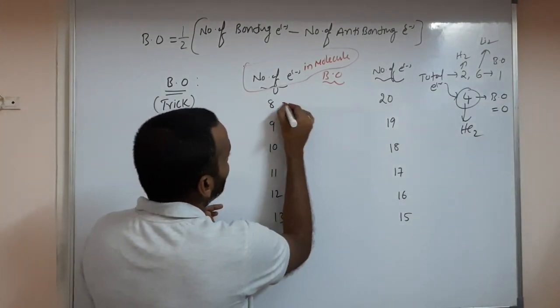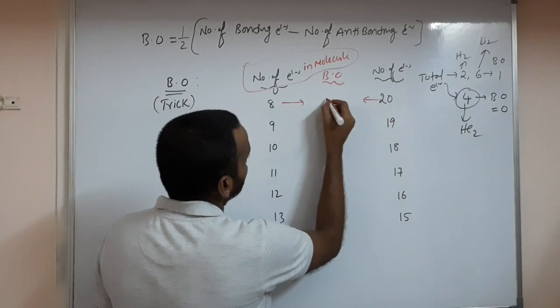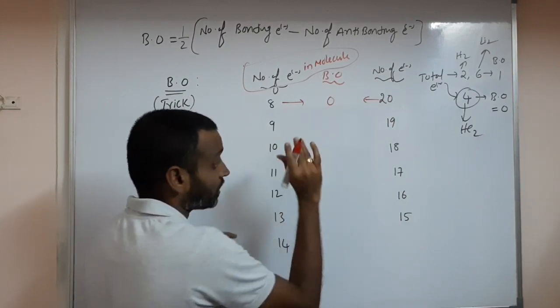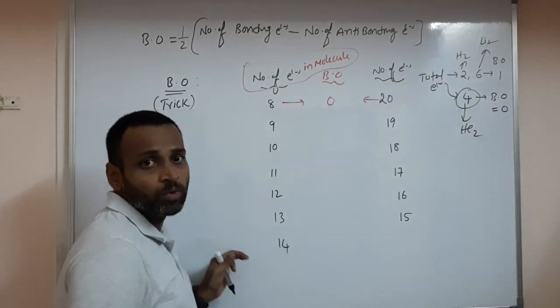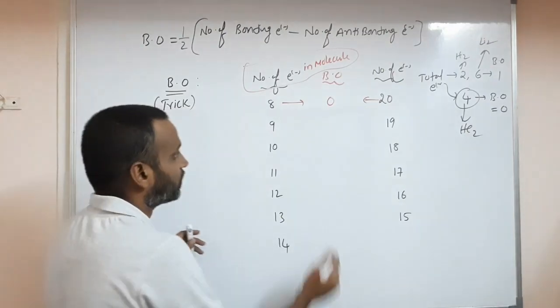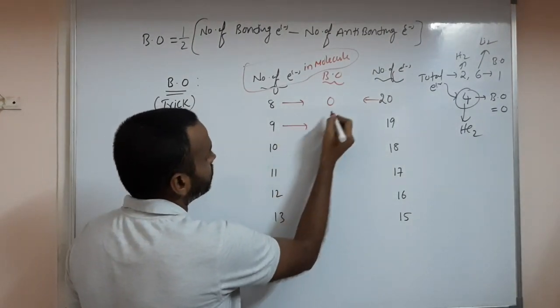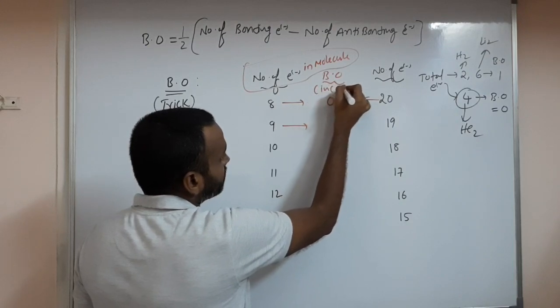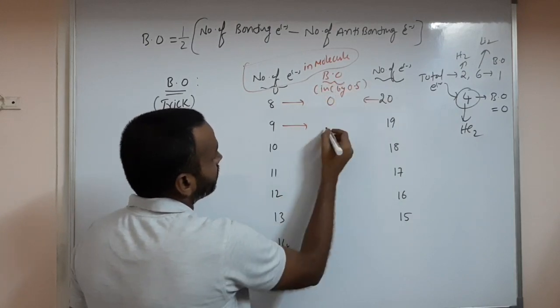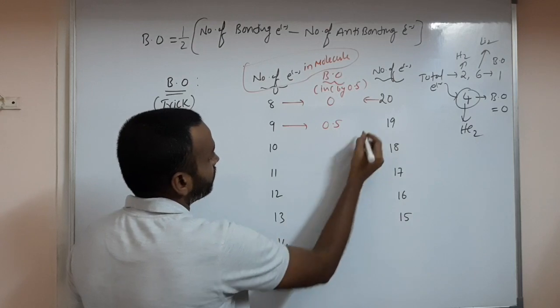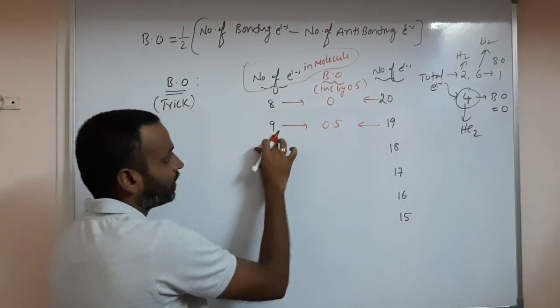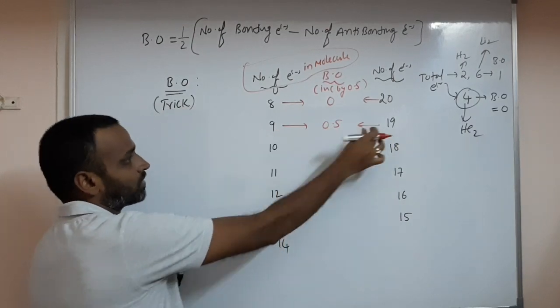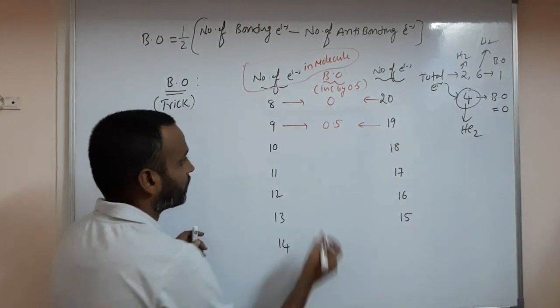So what is the bond order now? When the molecule has 8 electrons or 20 electrons, then bond order is 0. Now increase by 0.5, that's it, and you can get the bond order. So it starts with 0 and bond order increases by 0.5. So when a molecule or ion has 9 electrons or 19 electrons, bond order is 0.5.